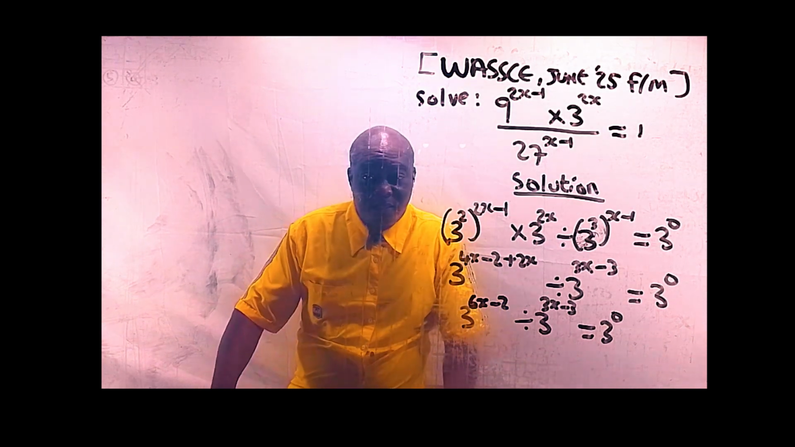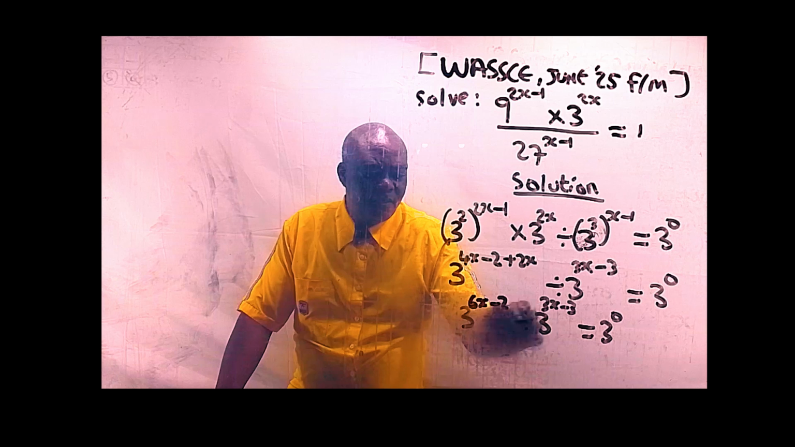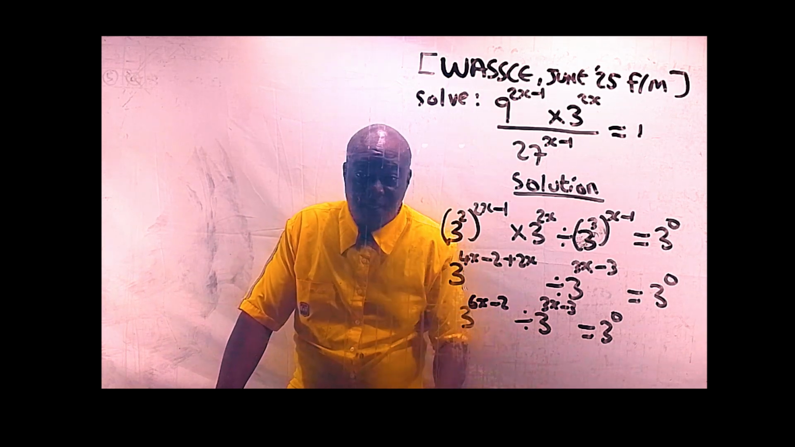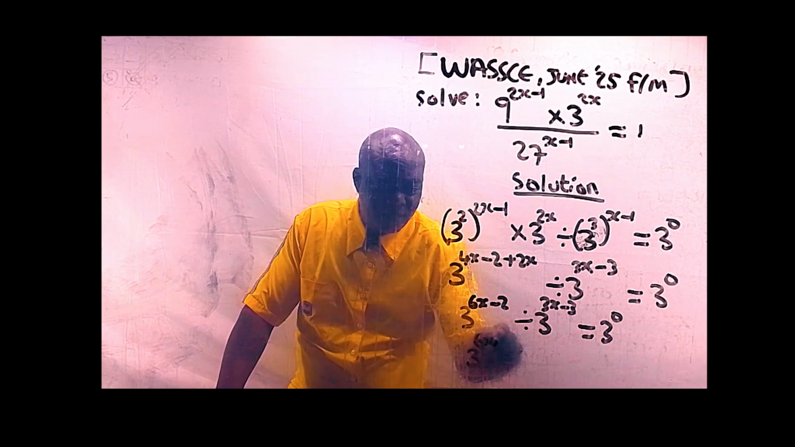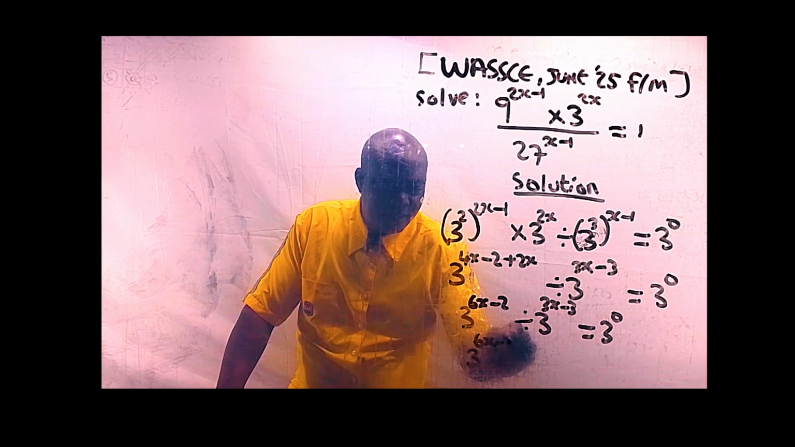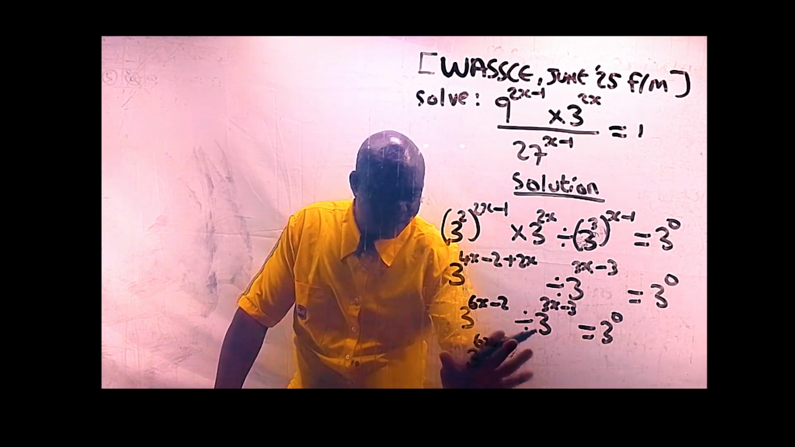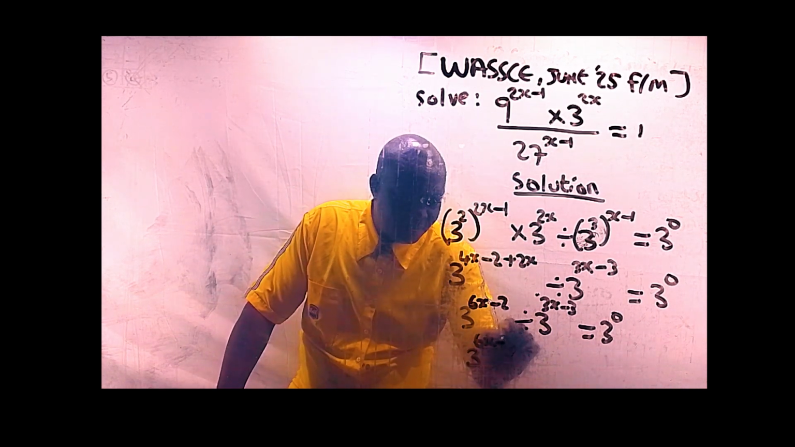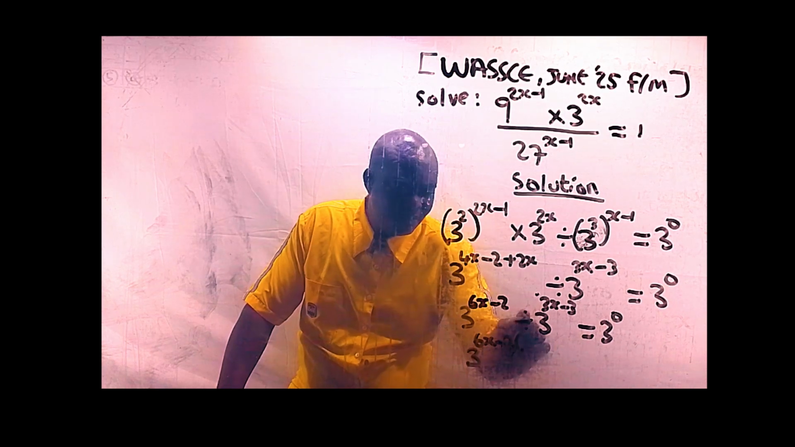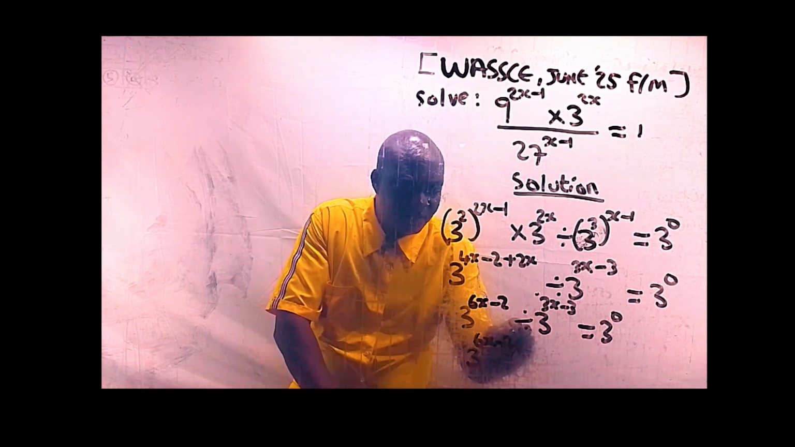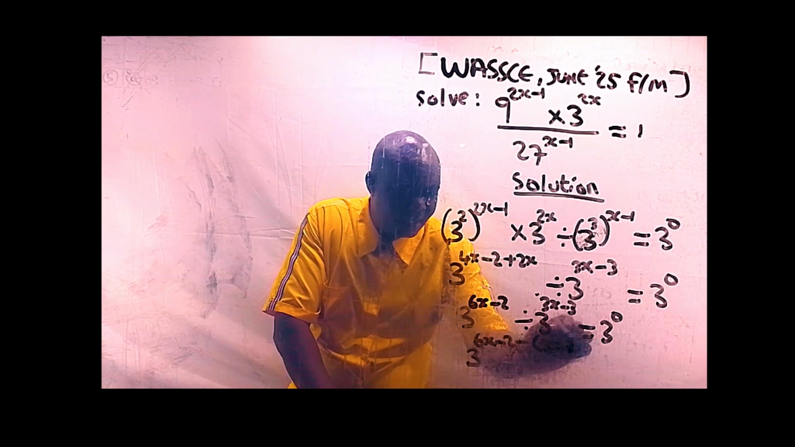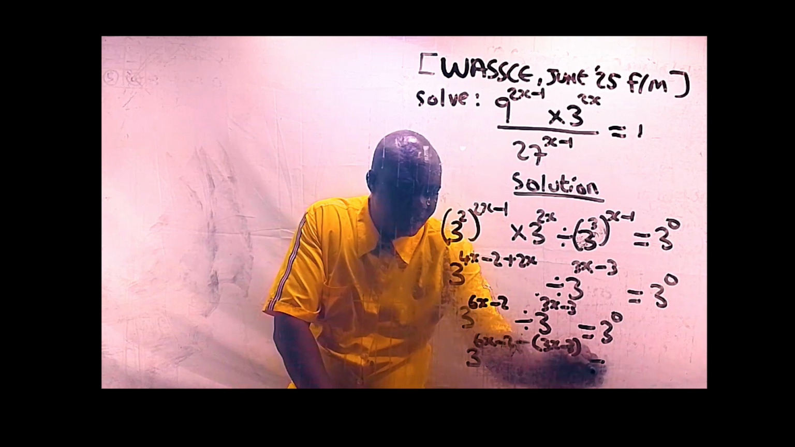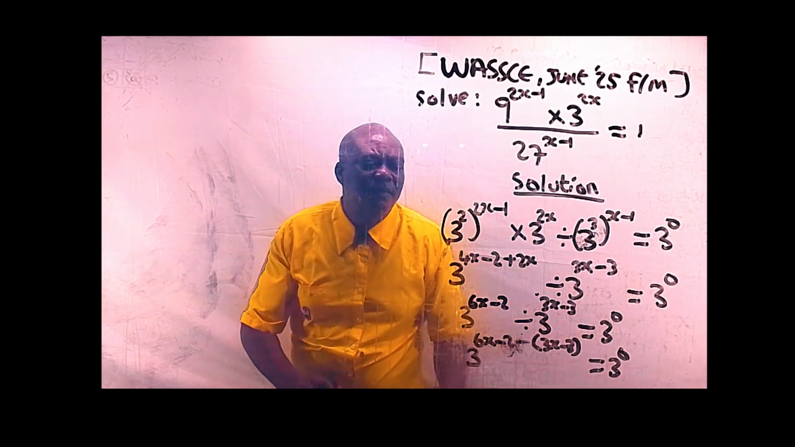Mind you, there are many ways of doing it. So you want to deal with this base and this base since they're equal. So you have 3 raised to power 6x minus 3. In fact, let's do it this way. Minus 2 into this one minus 3x minus 3 equals to 3 raised to power 0.